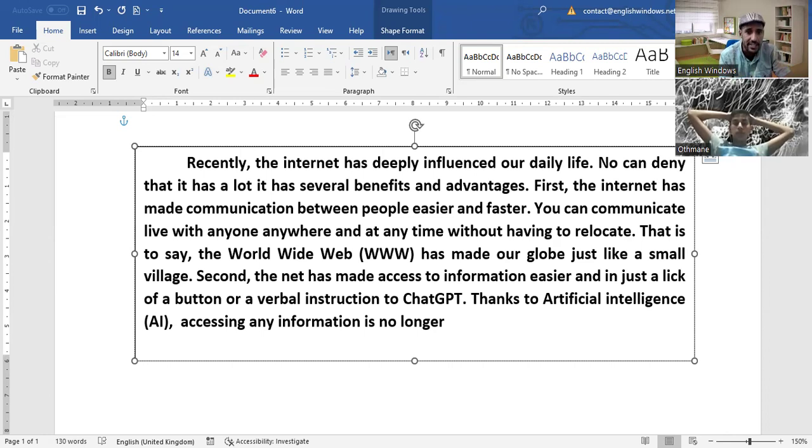I mean, accessing the information is no longer a problem, no longer a challenge, right? It's no longer impossible, right? Accessing any information is no longer, let me say here, a challenge. Before, it was a real challenge, right? Before, it was a real challenge, right?